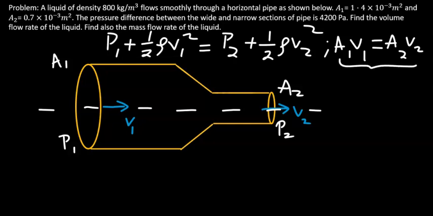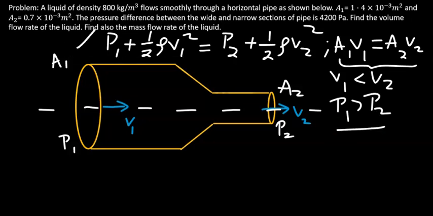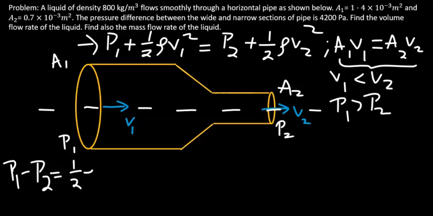From this equation, we know that since A1 is larger than A2, then V1 is smaller than V2. That means pressure P1 is greater than pressure P2. This conclusion comes directly from Bernoulli's equation. So let's rearrange this equation there. P1 minus P2 equals half rho V2 squared minus half rho V1 squared.